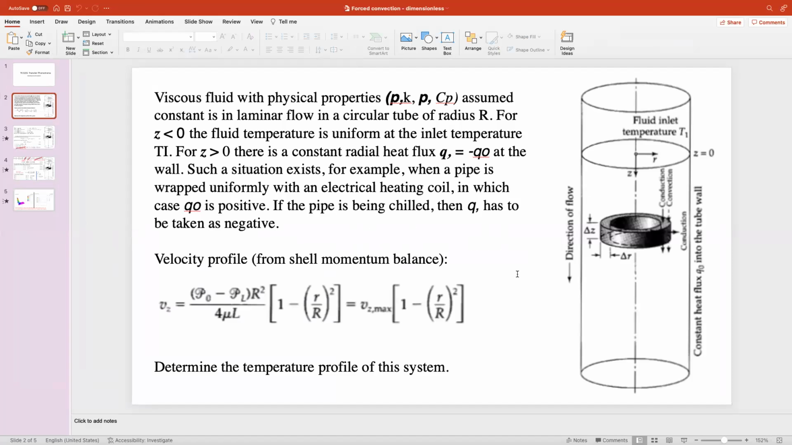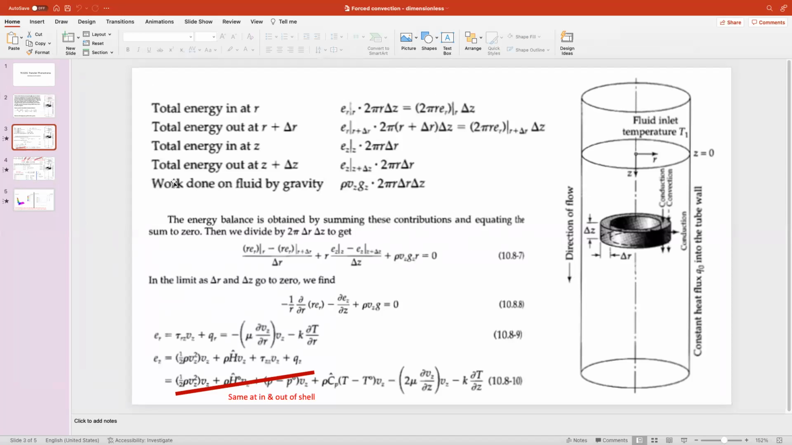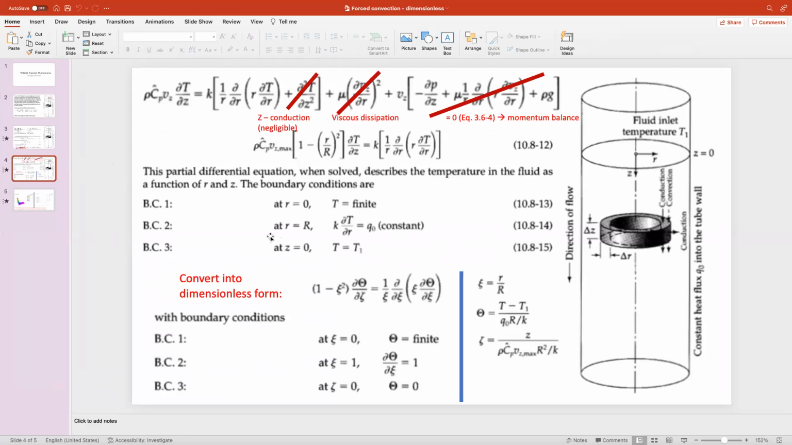Okay, so yeah, this is similar to what I explained. This is the one that is actually quite similar: R equal to 0, T equal to finite; R equal to R, k dou T over dou r equals q0, and also T to T1. So this is the boundary condition.